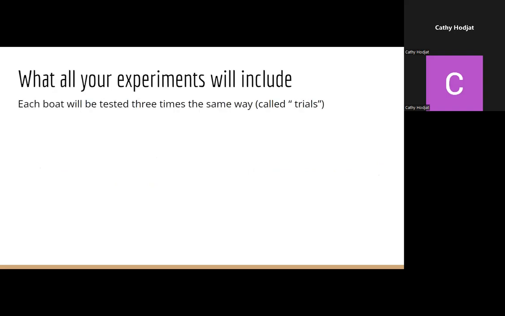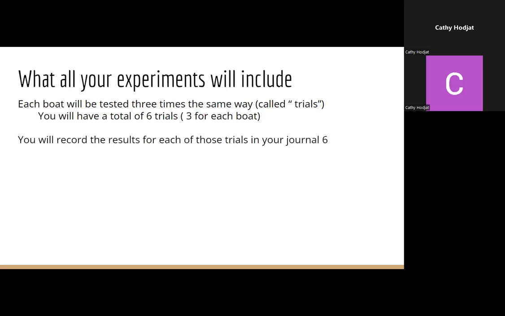Now, all experiments will include 3 trials because you'll be testing out each boat the same way 3 times. And since you all have 2 boats, it's going to be 3 trials for each boat. That will bring you to a total of 6 trials. You will record the results for each of those trials in your Journal 6. And we'll be looking at Journal 6 next week.